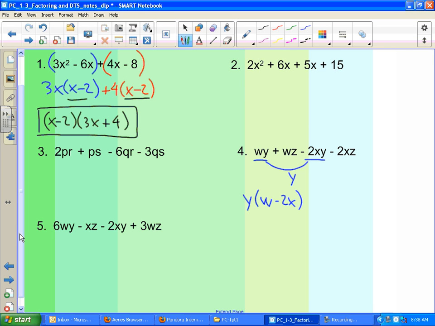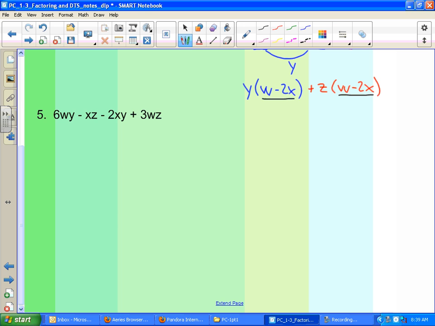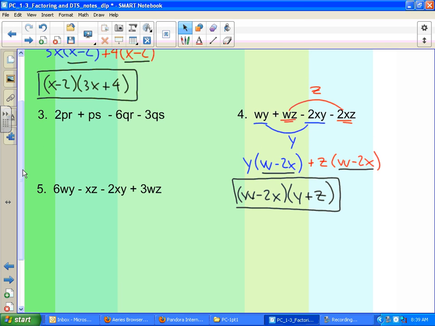Well, let's take the other 2 and look at what they have in common, and they have a z as a common factor. And so if I pulled a z out of that, I'd be left with a w minus a 2x. Well, that's nice. I end up with a common binomial of w minus 2x, which means that is my GCF. So, final answer, w minus 2x, again, putting in parentheses, and a y plus a z. And there's my factoring using grouping.